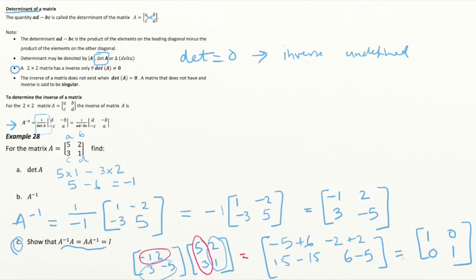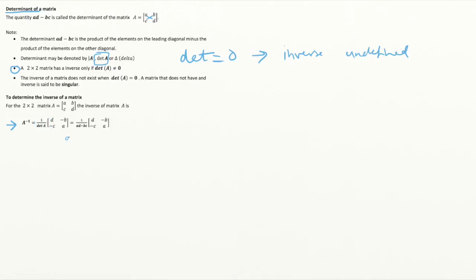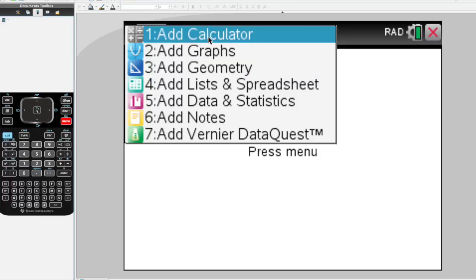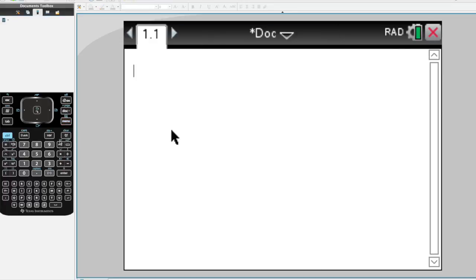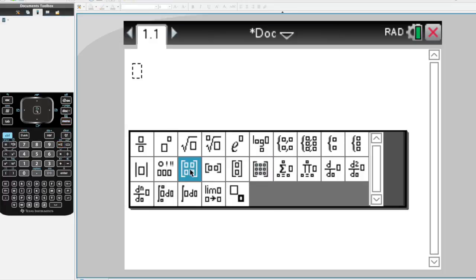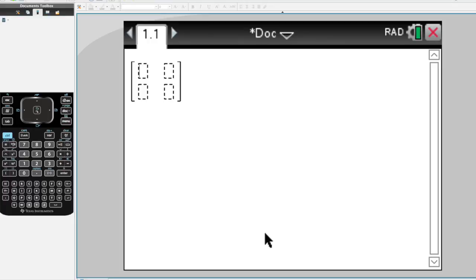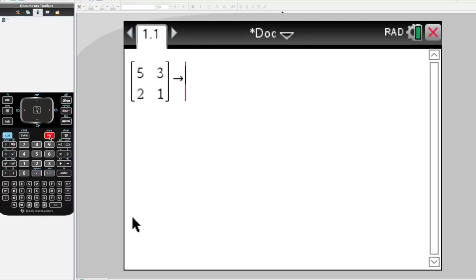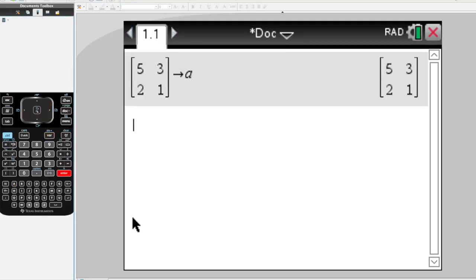As you can see, we've just proven that this matrix A times the inverse is equal to the identity. You can also do this through the calculator. Let me just pull that up. We can go menu, add calculator, set up our matrix. The matrix we used was 5, 3, 2, 1. And we can store this one as matrix A. So that's our matrix there.